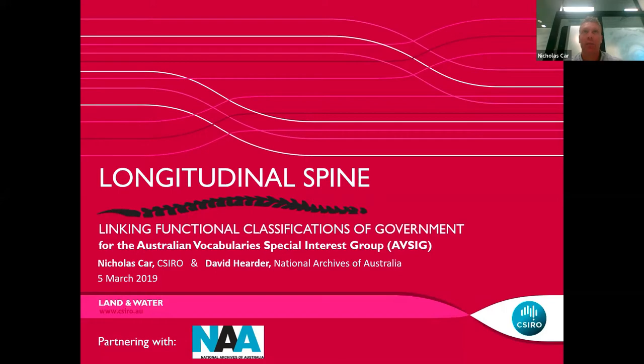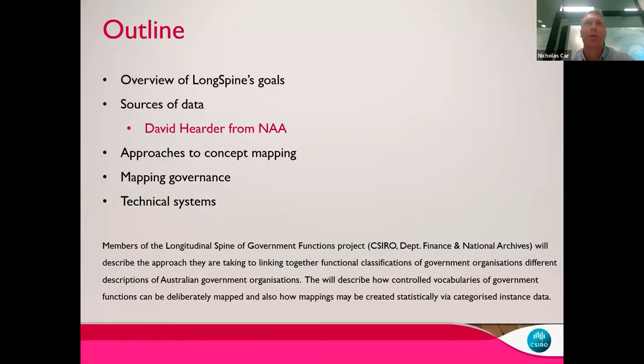Okay, I'm going to progress. There we go. So the very quick outline. I'm going to talk about the goals of the project, the sources of data, and that's when I'll bring David in because the National Archives is one of the sources. Then approaches to concept mapping, and a couple of other interesting bits about mapping governance and some technical systems that we're using. I've got a bunch of additional slides at the end of the project.